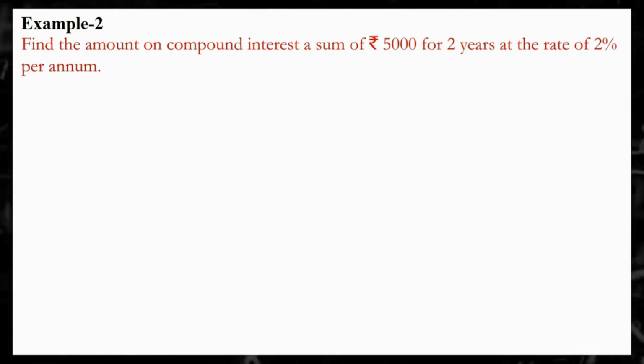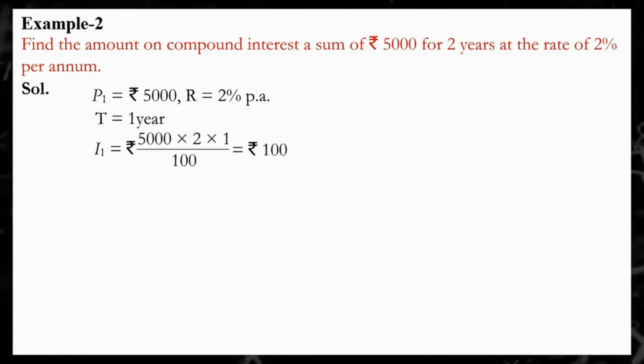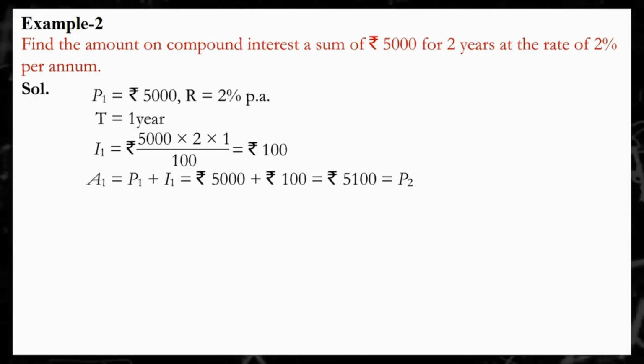Solution. P1 is equal to rupees 5,000. R is equal to 2% per annum. T is equal to 1 year. I1 is equal to rupees 5,000 into 2 into 1 upon 100, which is equal to rupees 100. A1 is equal to P1 plus I1, which is equal to rupees 5,000 plus rupees 100, which is equal to rupees 5,100.